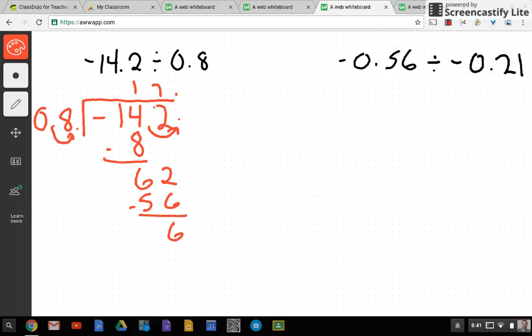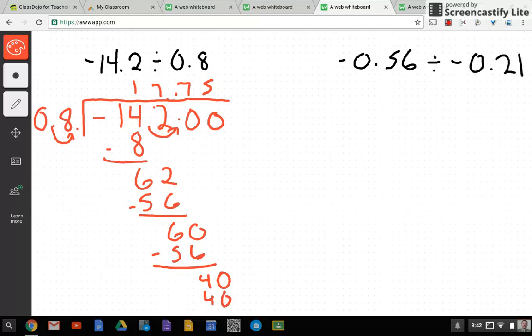And now then, I can't go any further except that I can drop a 0 there and bring the 0 down. Well, 8, and I'm going to extend my line and keep going. 8 goes into 60 another 7 times. That's 56. That leaves me with 4. Drop another 0 in, drop it down. 8 goes into 40 5 times. So this one actually does terminate. It's a terminating decimal. The answer is 17.75.